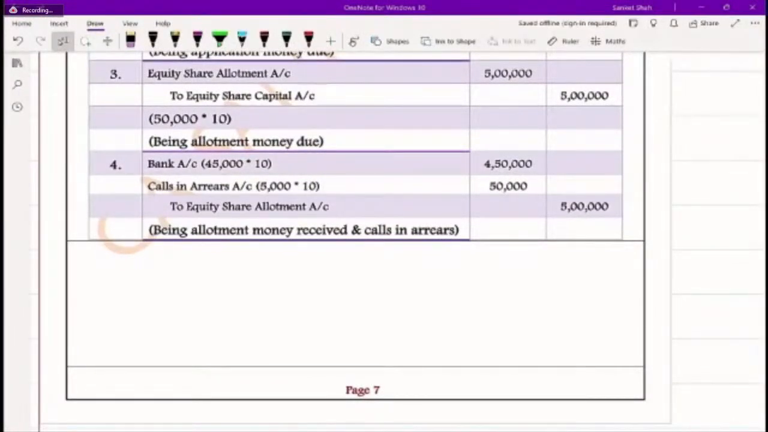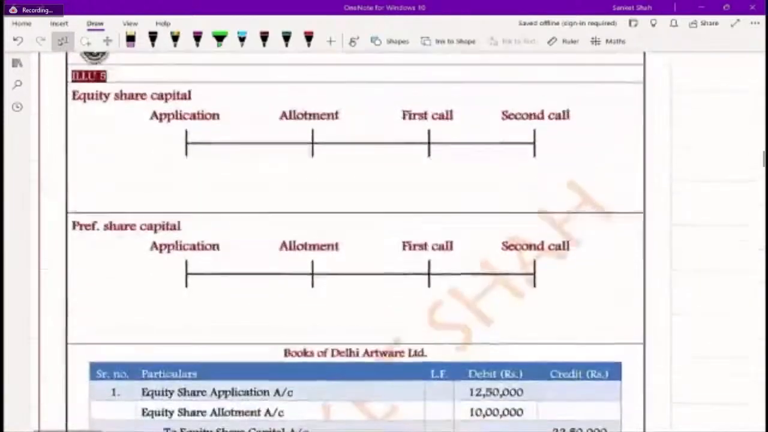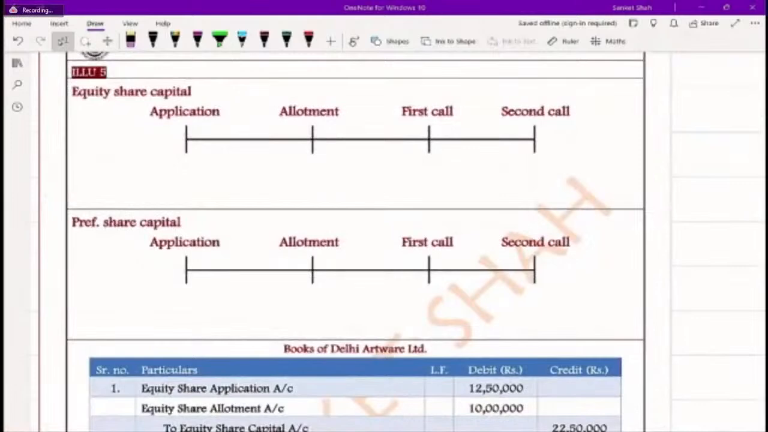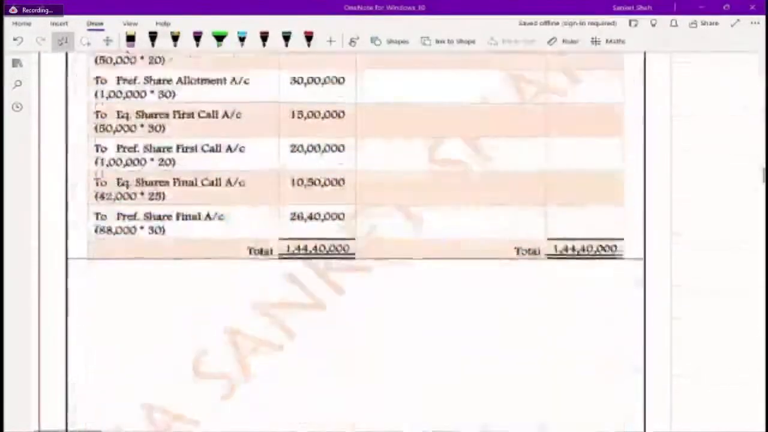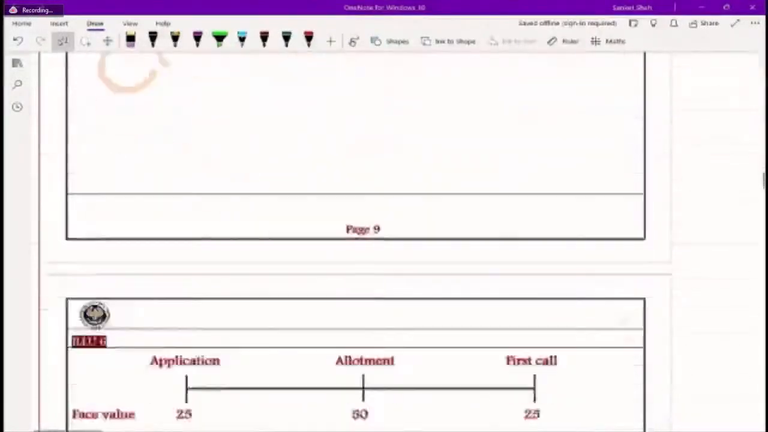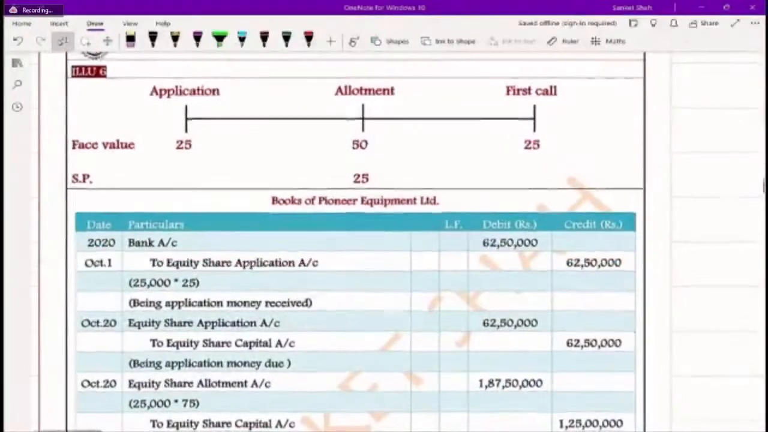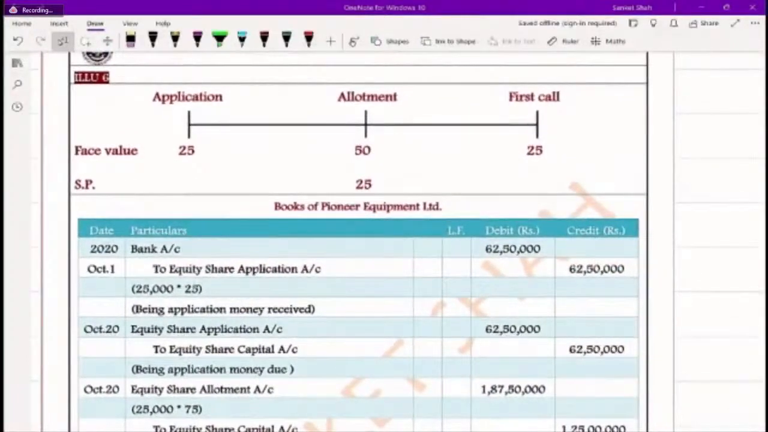So illustrations 3 and 4 we have completed. You can take a screenshot of illustration number 5, which is also very easy. No, 5 is not needed, it's a cash book only. For 6, yes, you can take a screenshot of number 6.